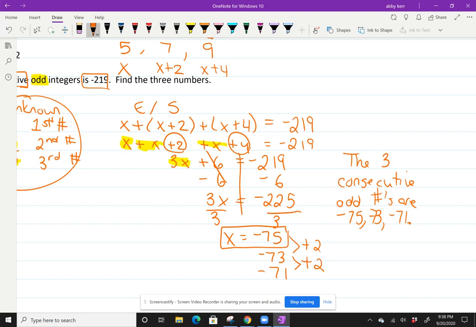Negative 75 plus 2 got me this answer. Negative 73 plus 2 got me this answer. So you are going to do the exact same thing for your try it. If you have any questions, make sure that you email me.